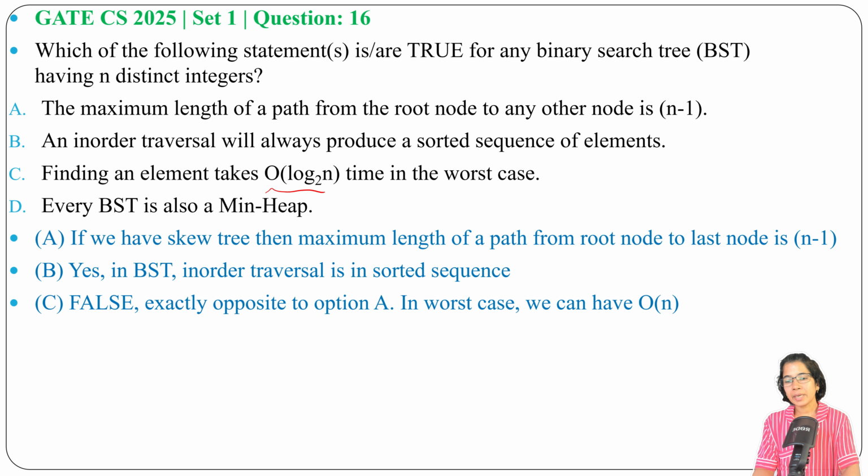Option D, every BST is also a min-heap. This is false. In case of BST, left child is less than parent, right child is greater than parent, whereas in case of min-heap, parent value is less than its children. So option D is false. Every BST is not a min-heap. Min-heap is different, binary search tree is different. In case of min-heap, root value is minimum and root value is less than its children. Whereas in case of binary search tree, left child is less than parent, right child is greater than parent.